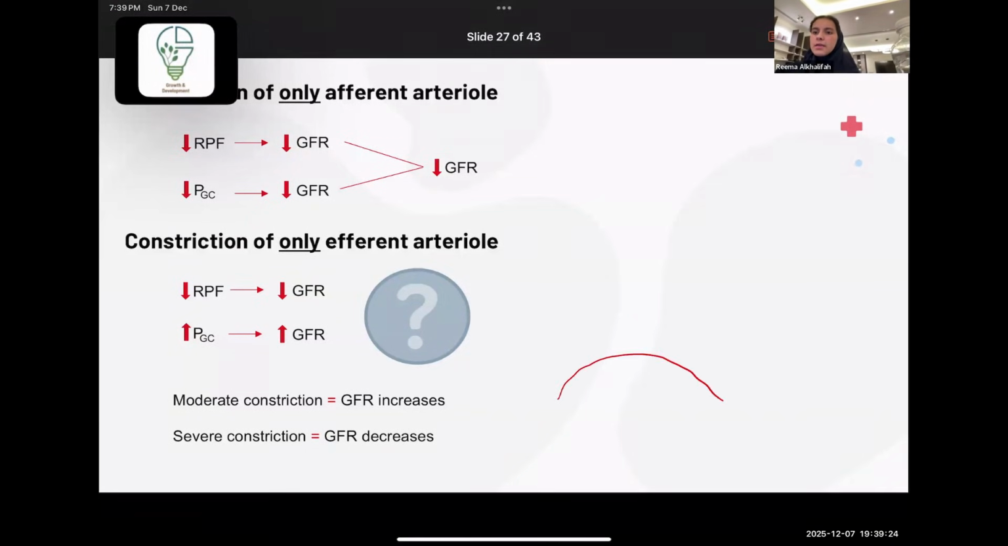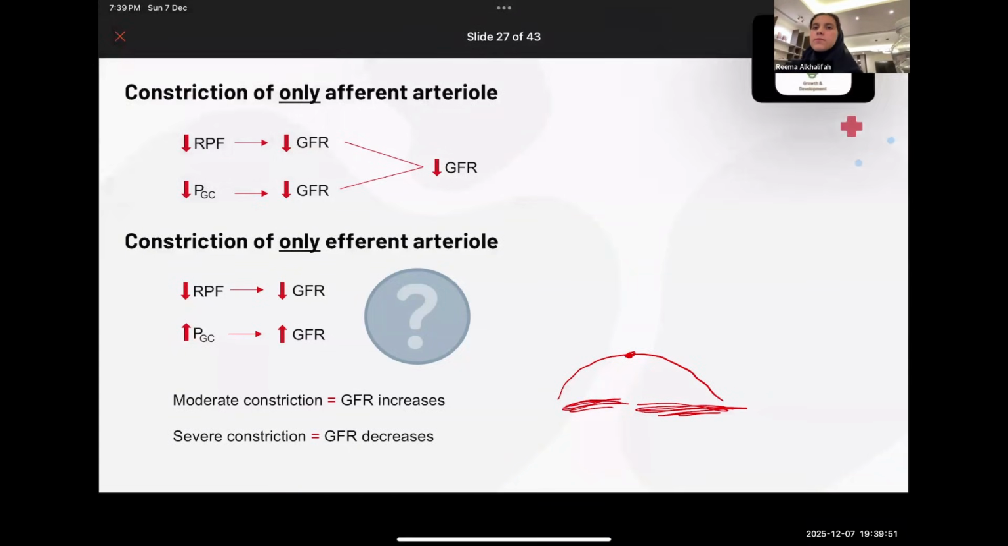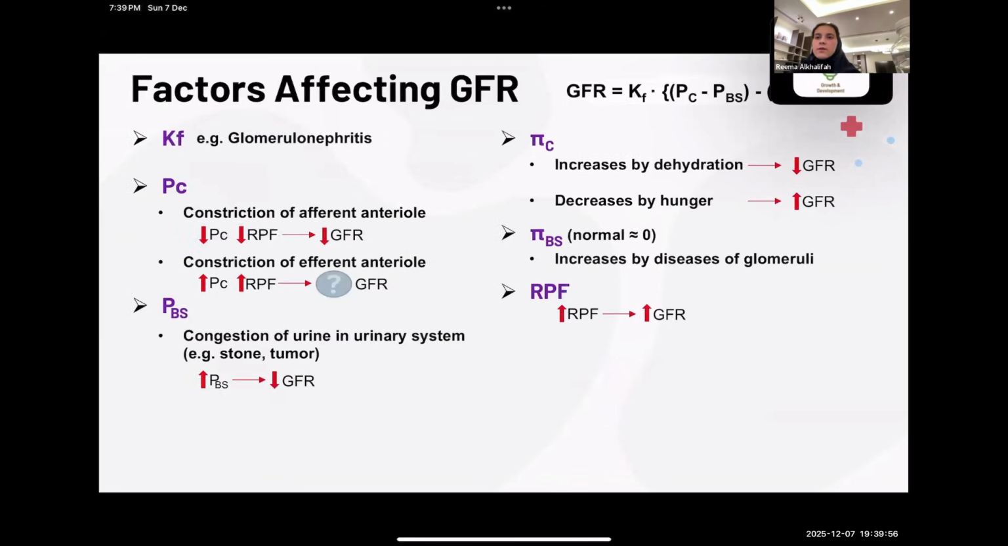So this is the line, okay? In moderate constriction, the GFR increases and it comes to a point where it remains unchanged. But then when you constrict the arteriole more and more, it's going to decrease the GFR. So the GFR can remain unchanged or can increase or decrease in the constriction of the efferent arteriole, okay? But for the afferent arteriole, GFR decreases in all scenarios.